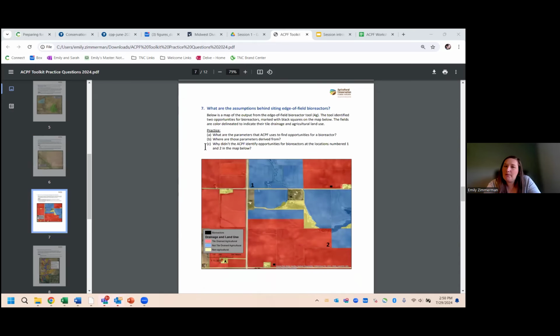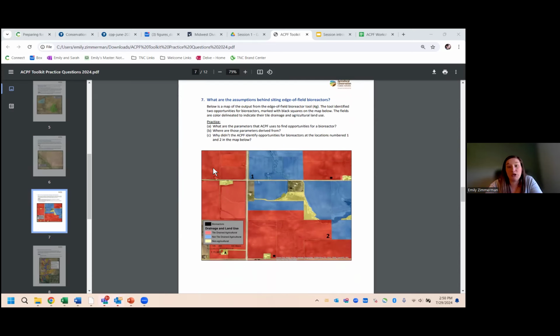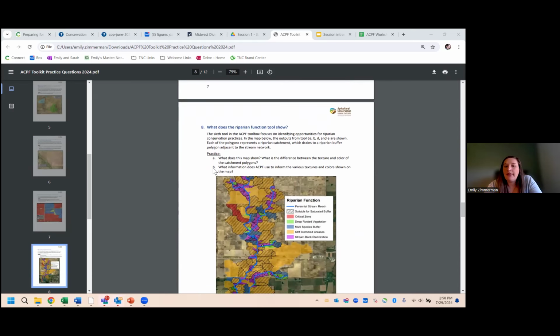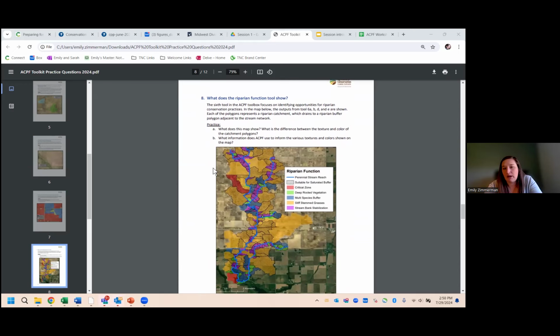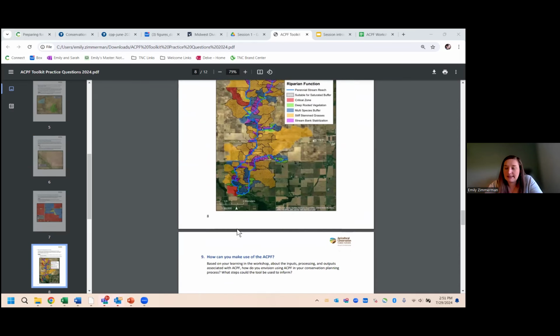Question 7 is about bioreactors and some of the assumptions around siting bioreactors. I think it's important to ask about assumptions for not only bioreactors, but other practices as well. So this is a question that gets at some of the things that we're assuming. And then question 8 is about riparian function. So the last tool in the toolbox is about riparian practices. And so this question really gets at some of those practices.